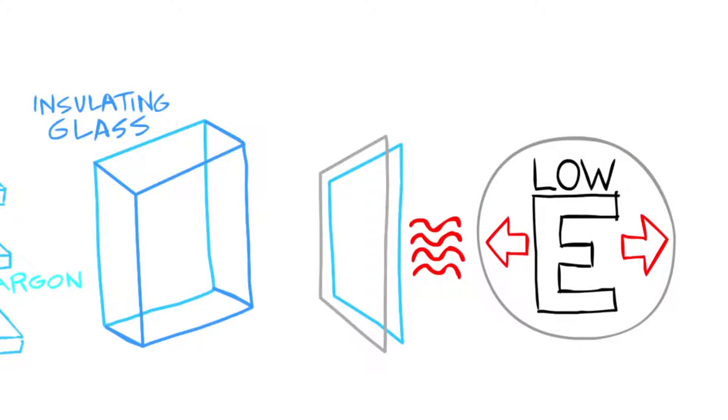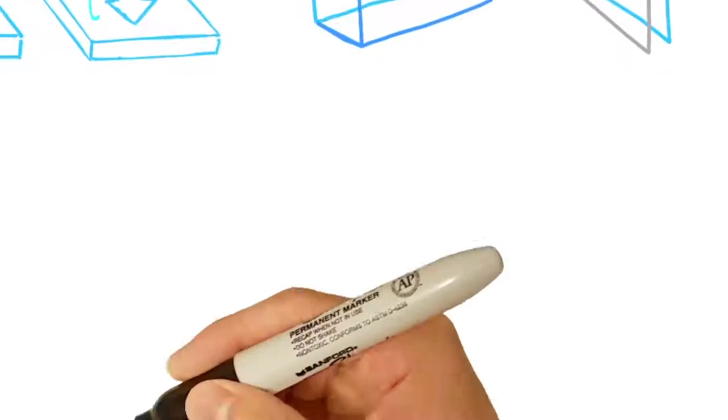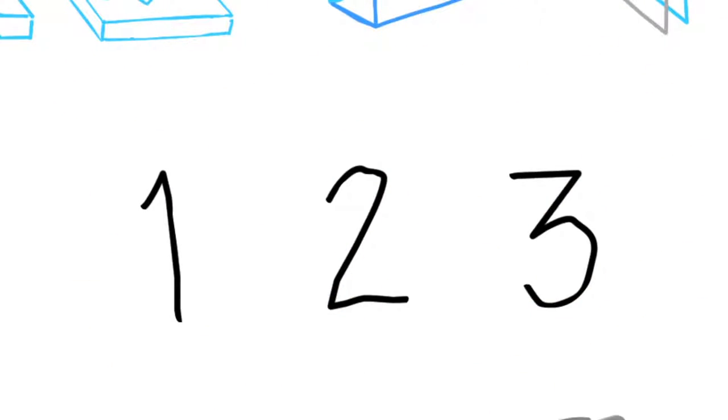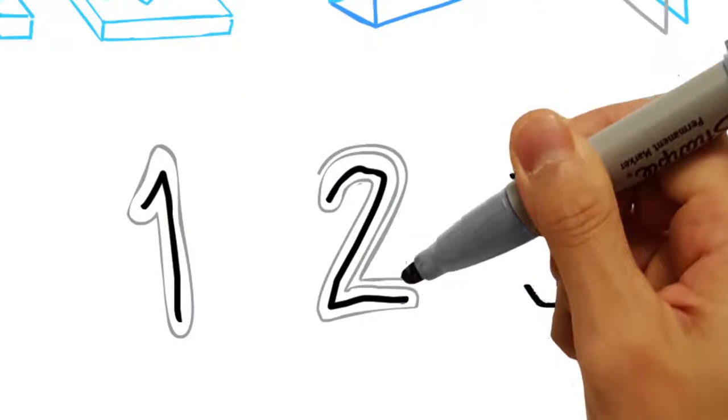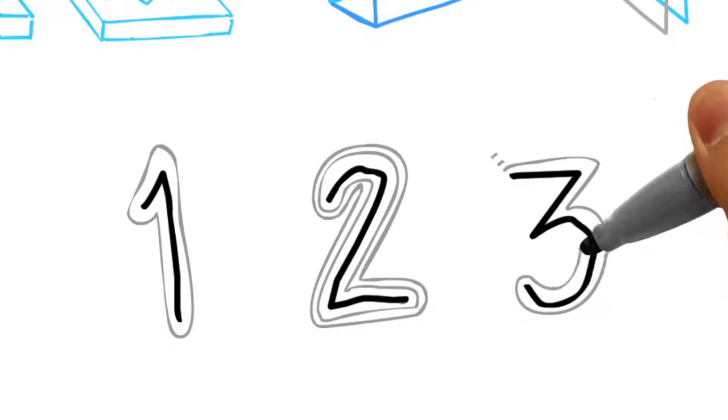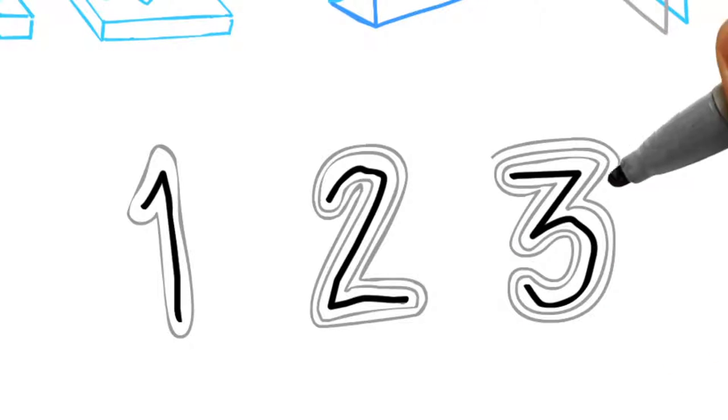Luckily, understanding these low-E coatings is as simple as 1, 2, 3. Low-E1 means there's a single layer of metallic coating. Low-E2 refers to a double layer. And low-E3 indicates three coatings.